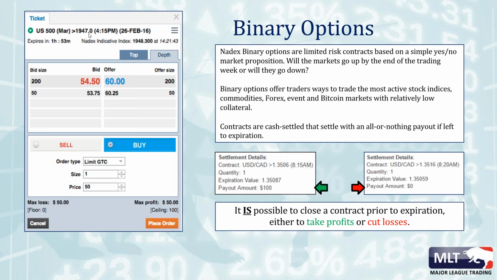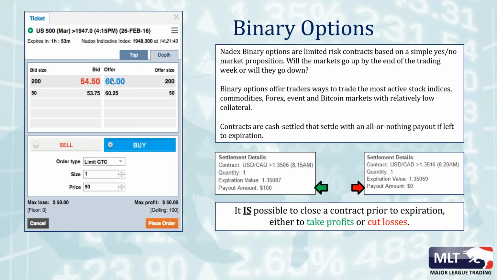In this case, the strike price is 1947. The expiration is 4:15 p.m., which is the futures close, and the indicative index was trading at 1948.3 at the time I took this picture. Now, the bid and offer, just like a stock, you buy on the offer, you sell on the bid. If you were to buy the offer here, and if we did not move, the full value of the contract is $100. You could buy the offer for $60. The reward would be $40 a contract.